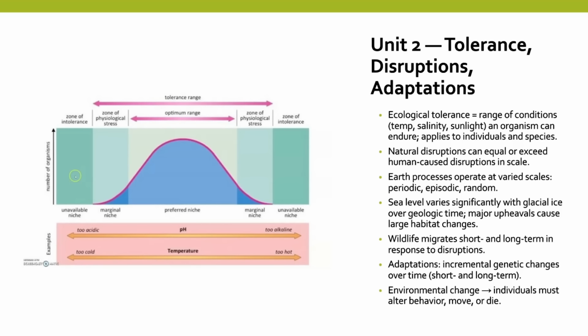Ecological tolerance is the range of conditions an organism can endure, that being temperature, salinity, sunlight. Natural disruptions can equal human ones in scale. Earth's processes are periodic and random, or potentially random. Sea level has shifted dramatically with glacial cycles. Adaptations are slow genetic changes, and when environments shift, organisms can change behavior, relocate, or die.